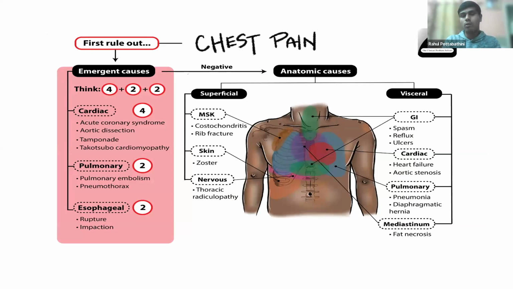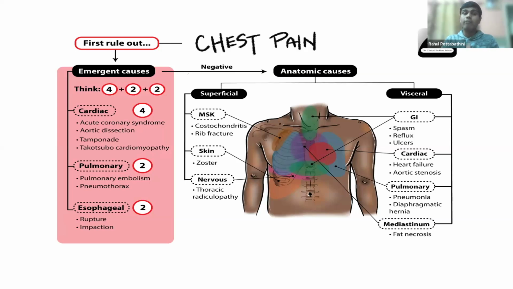And tamponade would only be possible in patients with trauma, right? Acute trauma really leads to a lot of pericardial effusion and cardiac tamponade. And coming back to the emergent pulmonary conditions, like pulmonary embolism and pneumothorax, those would be the topmost catastrophic conditions which would result in chest pain and associated shortness of breath. And coming back to the esophageal conditions like esophageal rupture and impaction of foreign body, these are the emergent causes.